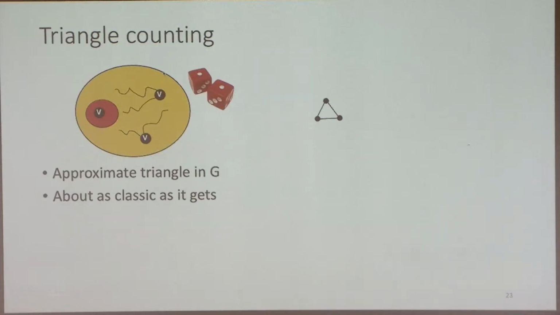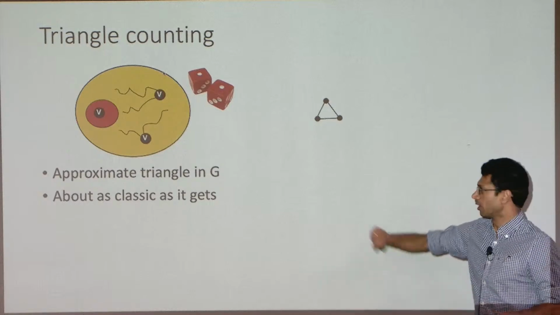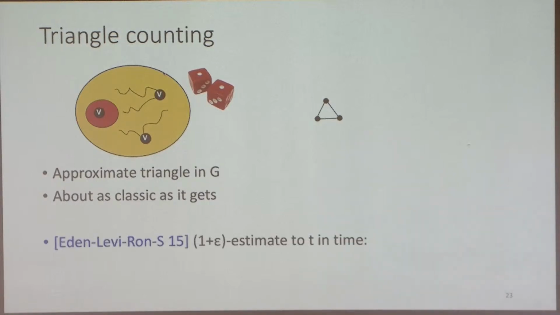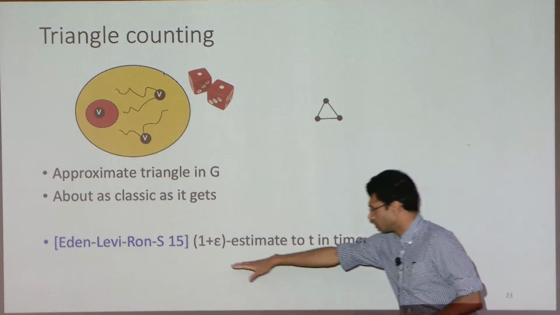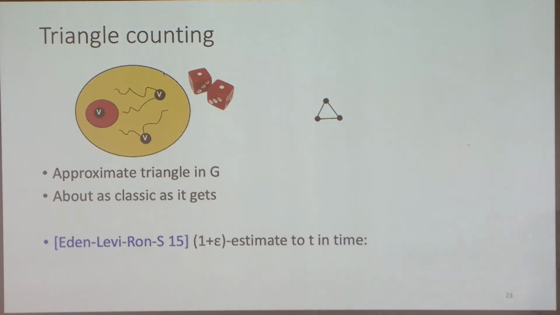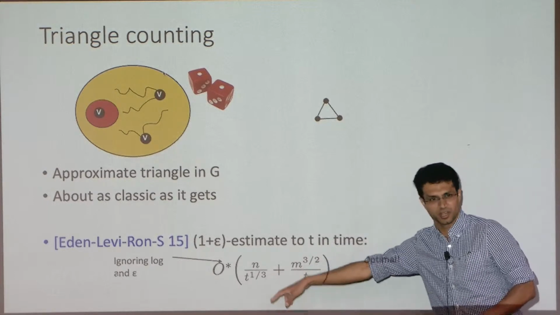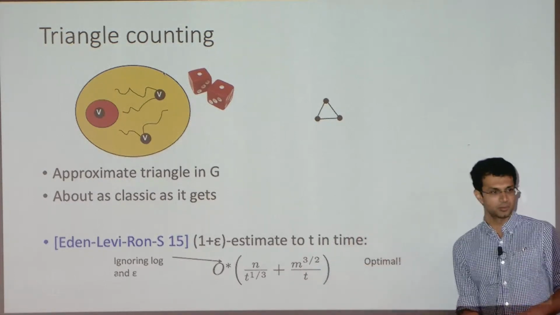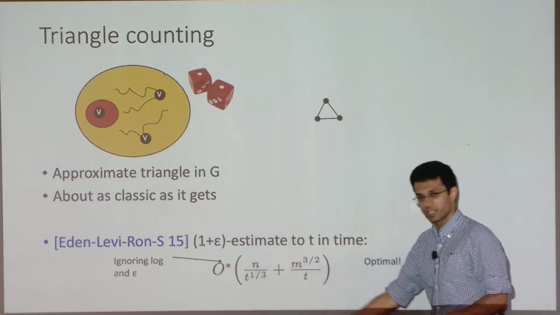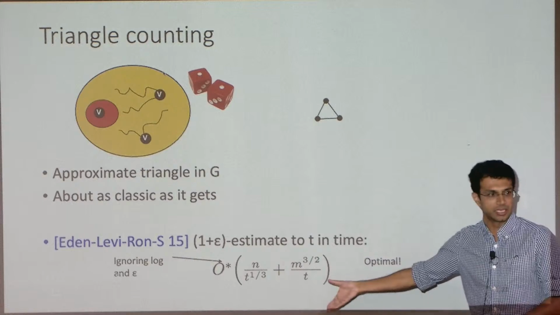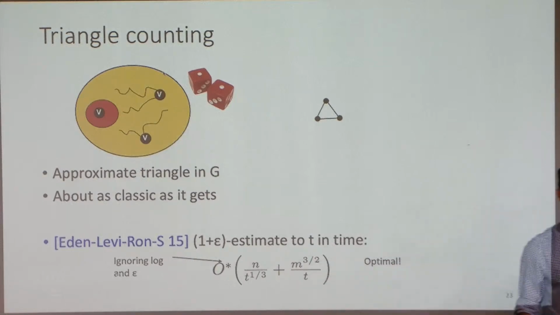So I'm going to now up my game. I'm going to do triangle counting. I want to approximate the number of triangles in the graph. And we can get a 1 plus epsilon estimate to the triangle count in this somewhat funky looking time, like n divided by t to the 1/3, where t is the triangle count, plus m to the 3/2 divided by t. It's an annoying expression, but it's optimal. What I'm going to show you are some of the techniques used to get that. And we'll be able to get sort of half of the result, again, hopefully in the next 15 minutes.